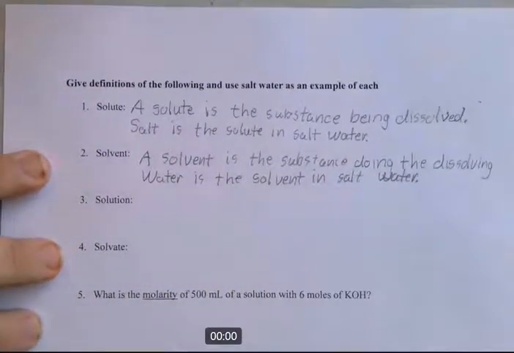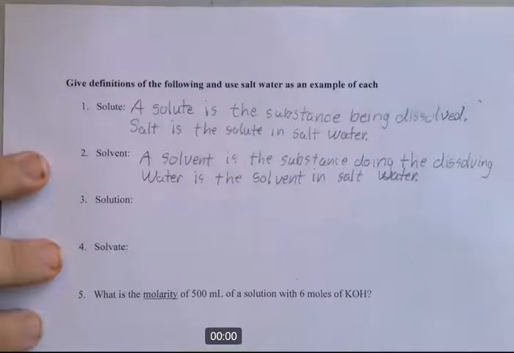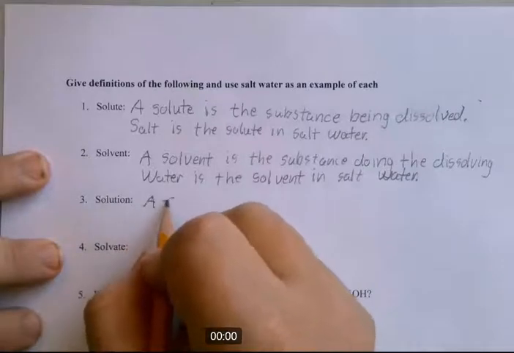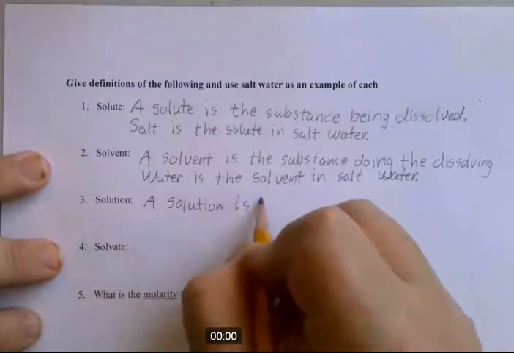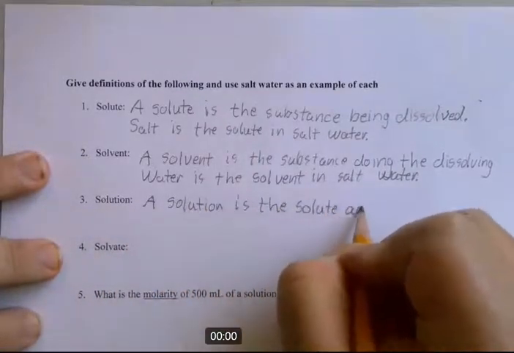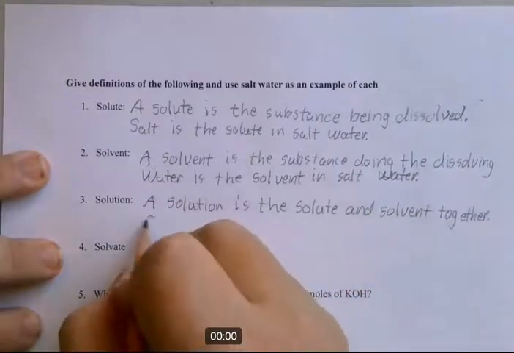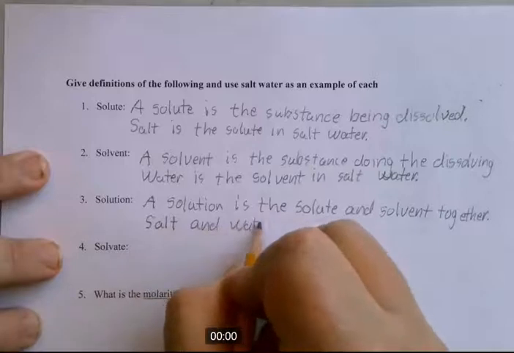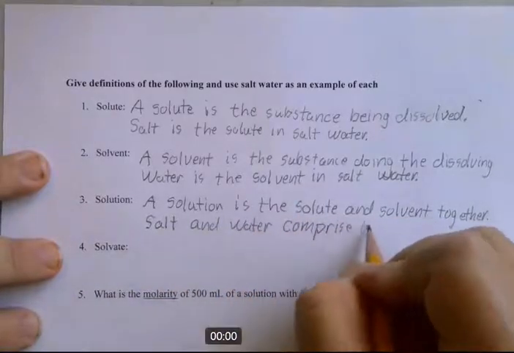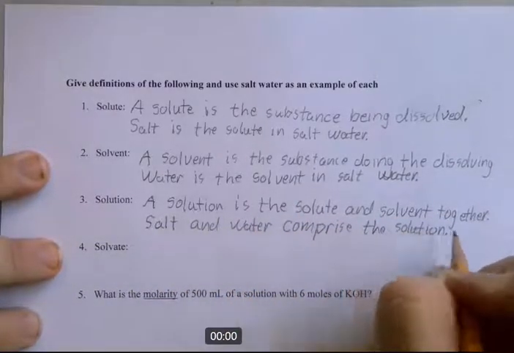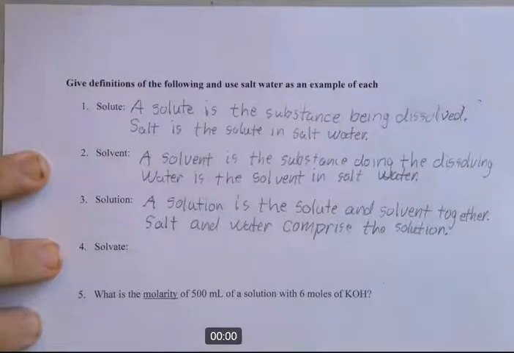Alright, a solvent is the substance doing the dissolving. Water is the solvent in salt water. Okay, a solution is the solute and the solvent together. Salt and water comprise the solution of salt water.